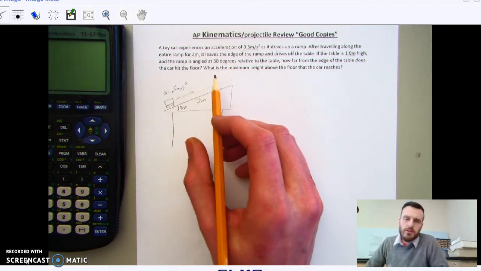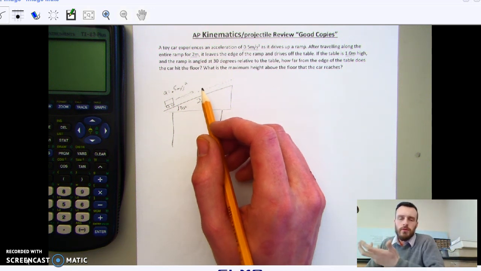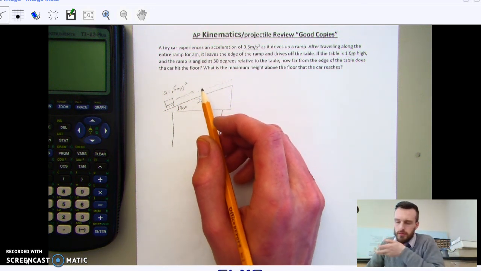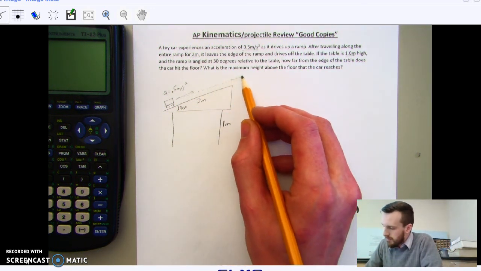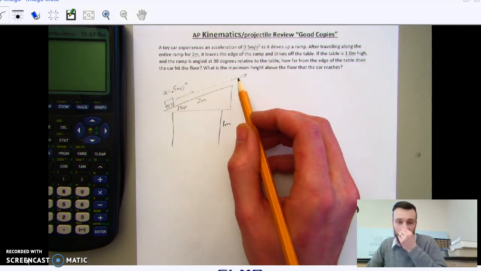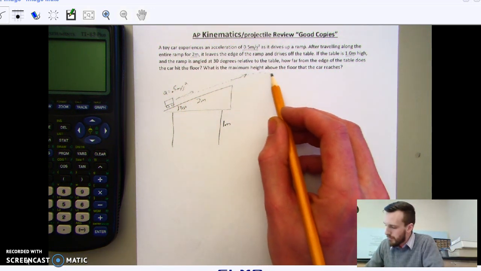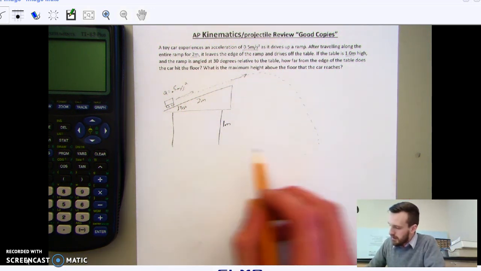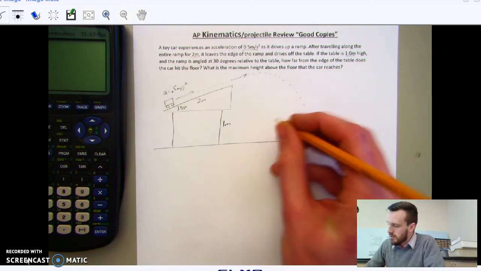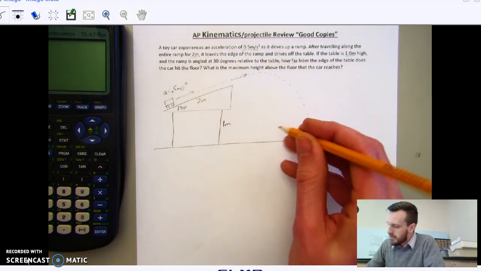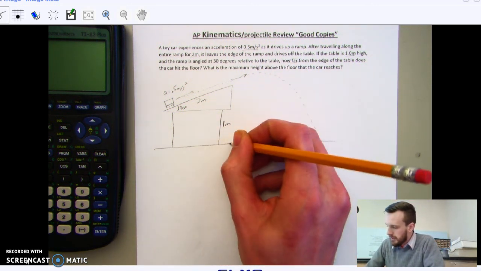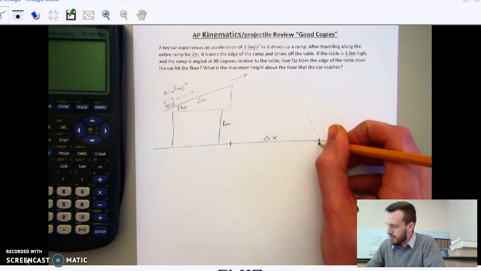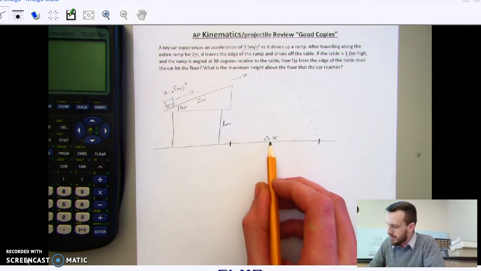So for the first section up the ramp, we just have a very straightforward linear acceleration type of problem. And then we're going to launch into what would be considered an angled projectile problem, because the car is going to drive up off the ramp, go flying through the air, and hit the ground somewhere over here. So the question is asking how far from the edge of the table. That's delta x. That would be from the edge of the ramp or table. That would be this distance. That would be our delta x.